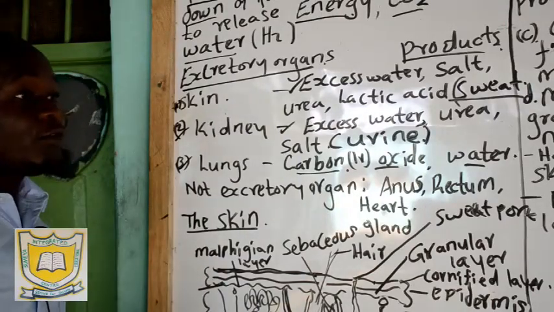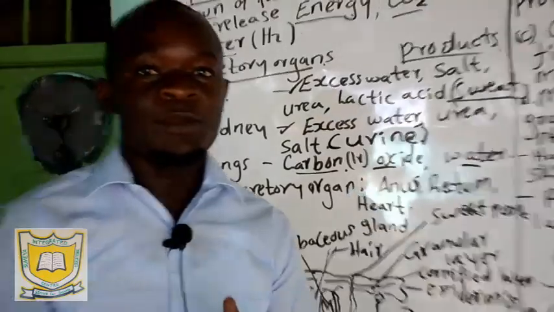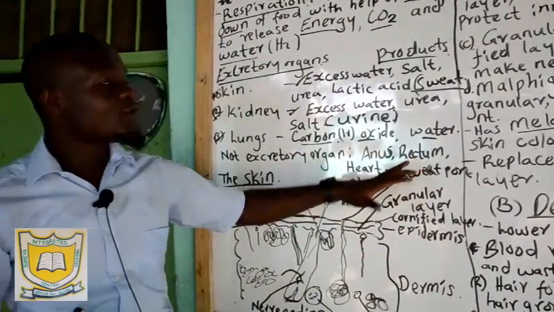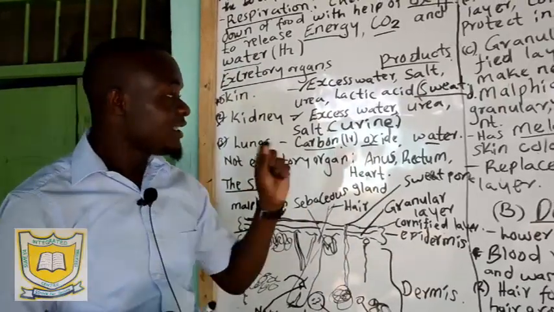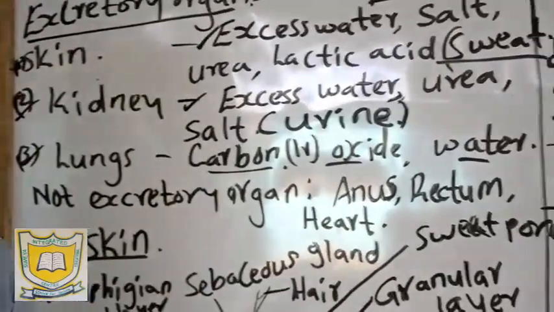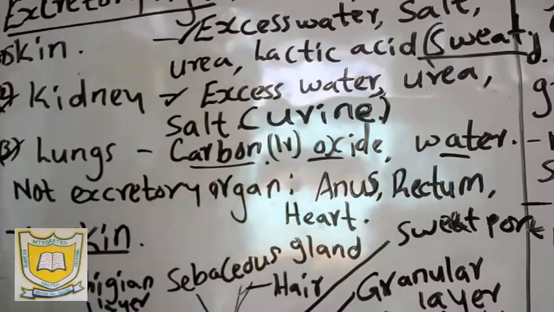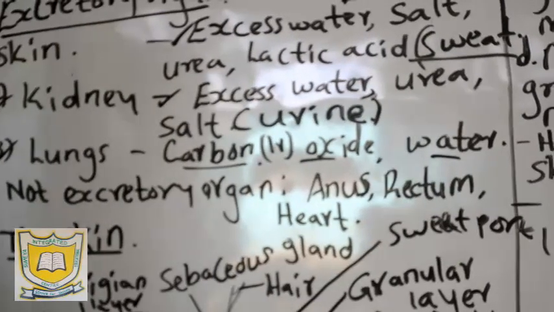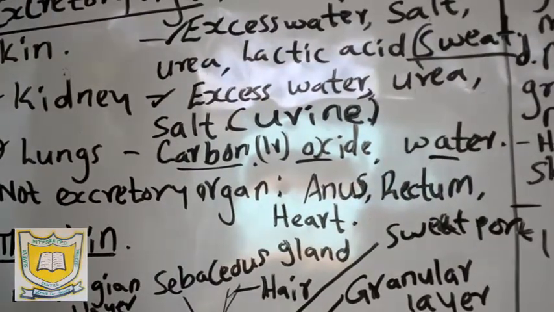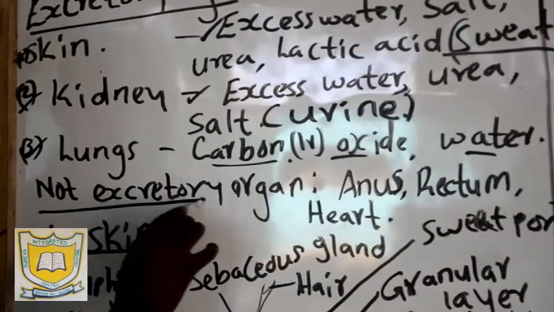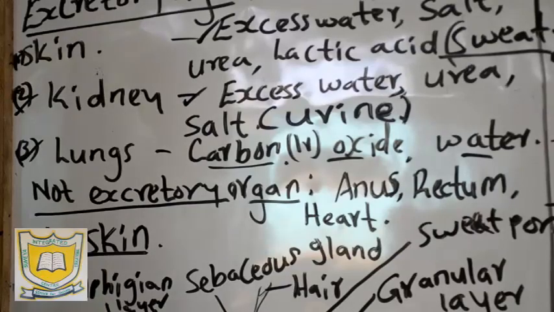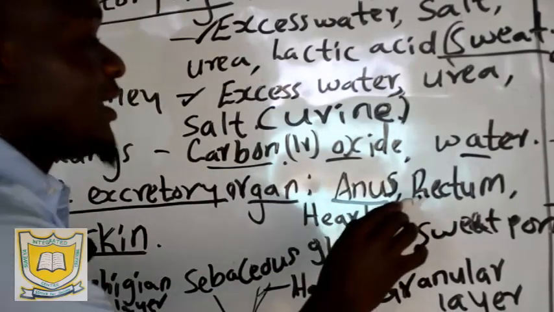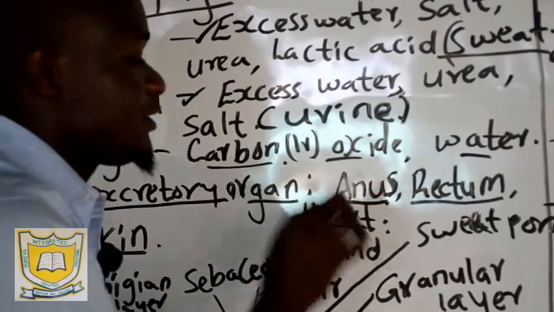Now we have those organs that most people think are part of the excretory system, but they are not, which always brings confusion to students. That's why I decided to underline them. They are not excretory organs. Which are those? This is the anus, the rectum, and the heart.